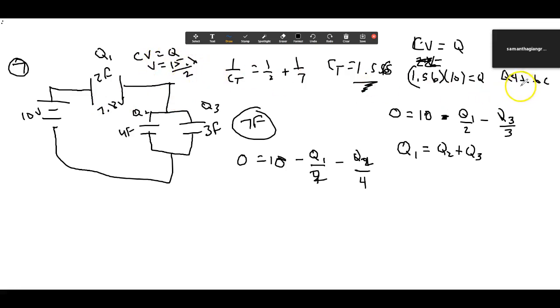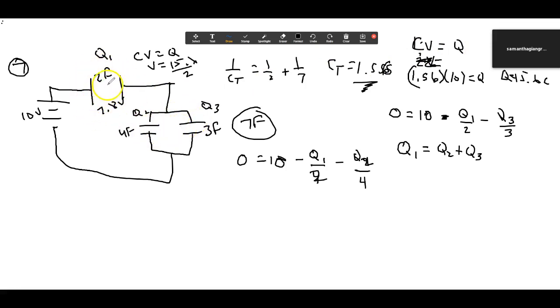15.6. So we know that the total charge being stored is 15.6, right? For the whole entire system, because we did capacitance total times voltage total equals charge total. So the whole thing has 15.6 charge. That means the two in parallel should equal 15.6. These two are going to add up to 15.6, and this one is going to have 15.6 by itself, right?